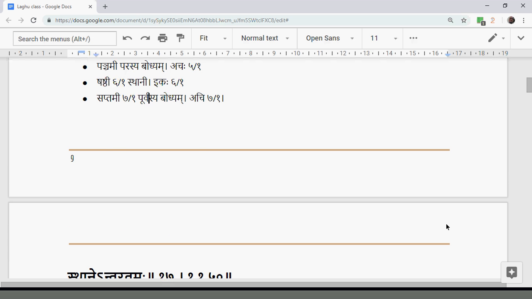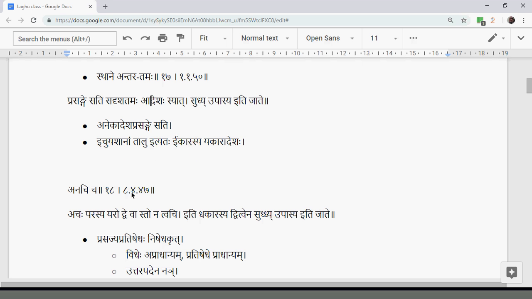So you see sthani antaratamah and ichu yashanam talu, and e is what we are looking at. e is the sthani, ik, and ya. You see ya here, ya is what e becomes, and in the same sutra, ichu yashanam talu, both have talu as the sthana. Thereby yakara is the adesha for ika, because yakara is the sadrushatamah, the closest to ikara, which is ik here. So yan, in the end, yakara will be the adesha.